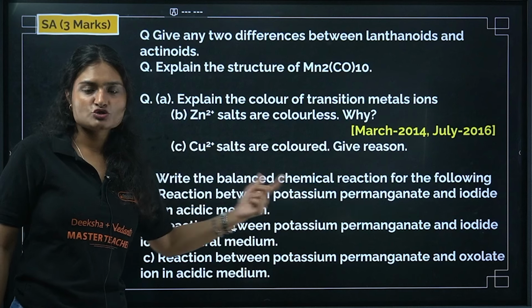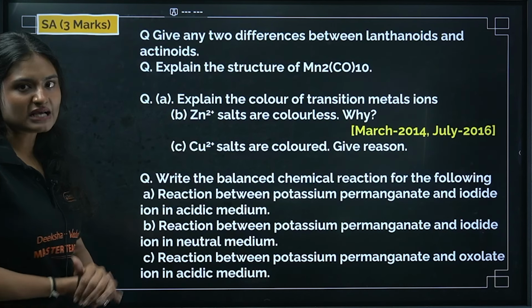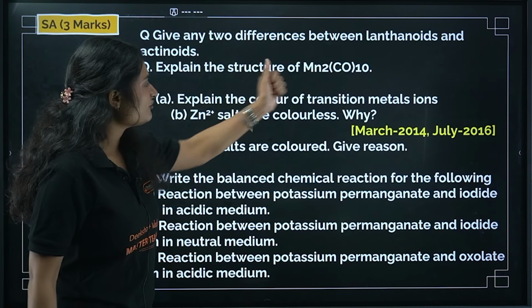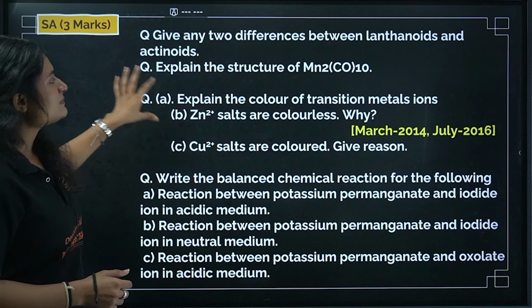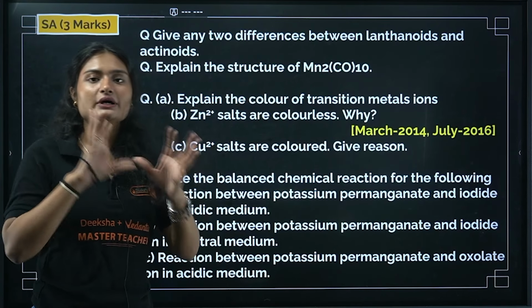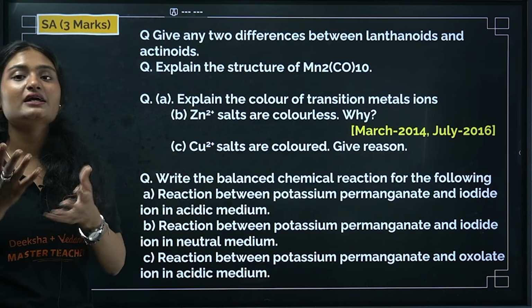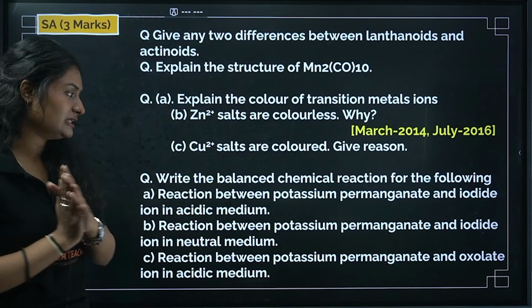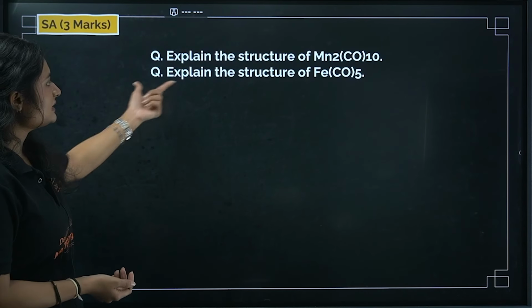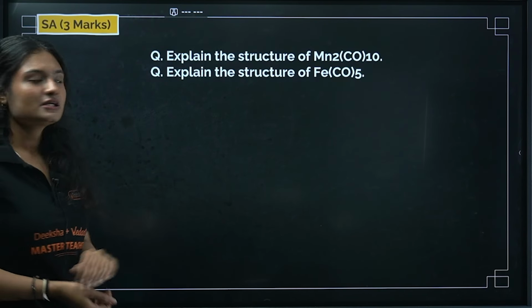Individually they might come as 2 markers, but combined they'll come as 3 markers only. Explain the structure of Mn2(CO)10. Then explain the structure of iron carbonyl also, the carbonyl compound that is formed by iron, Fe(CO)5, metal carbonyl, iron carbonyl, right? And then explain the structure of, again I've added them, right?